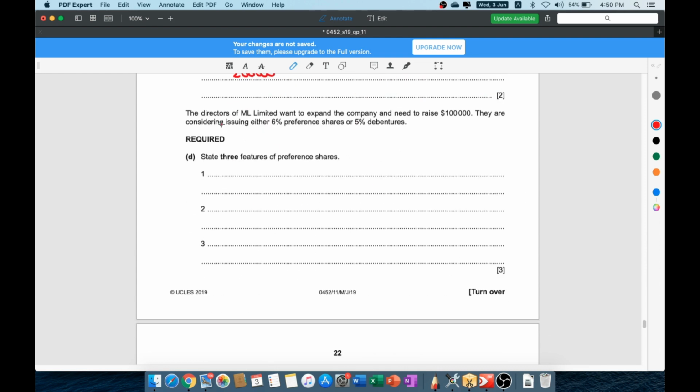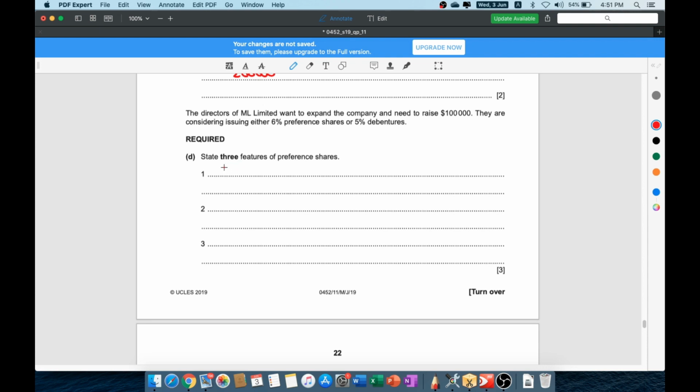Next he says the directors of ML Limited want to expand the company and need to raise $100,000. They are considering issuing either 6% preference shares or 5% debentures. And then he's asking for three features of preference shares.